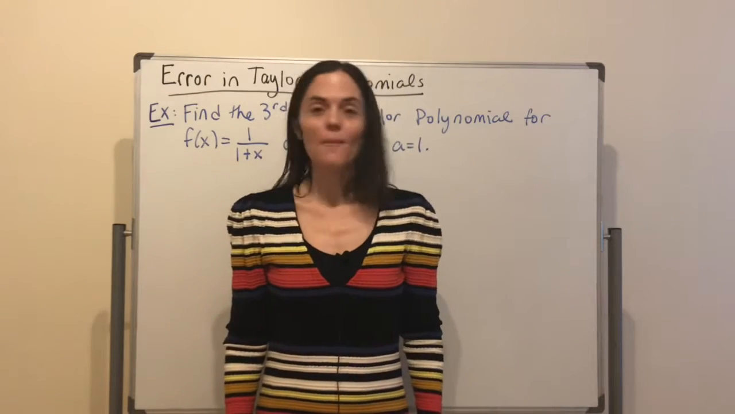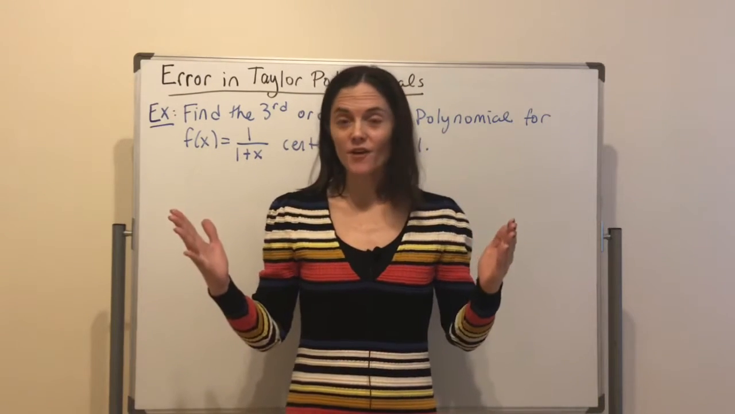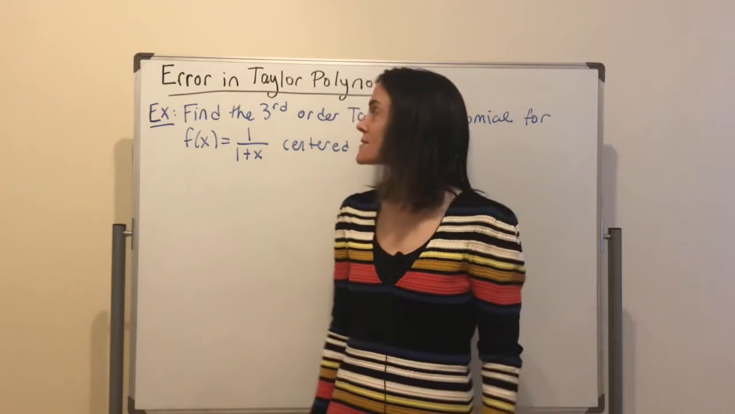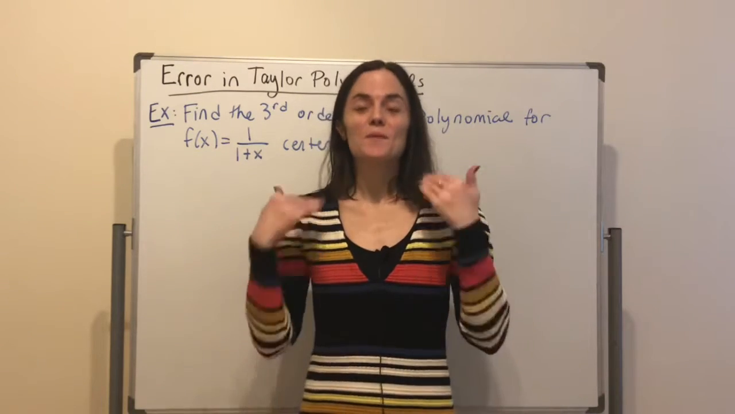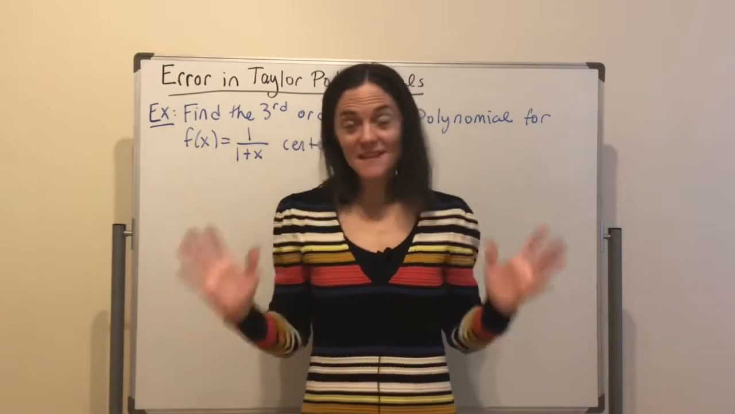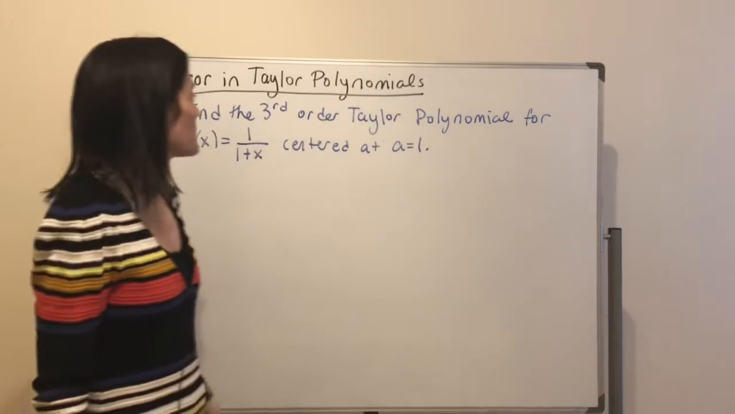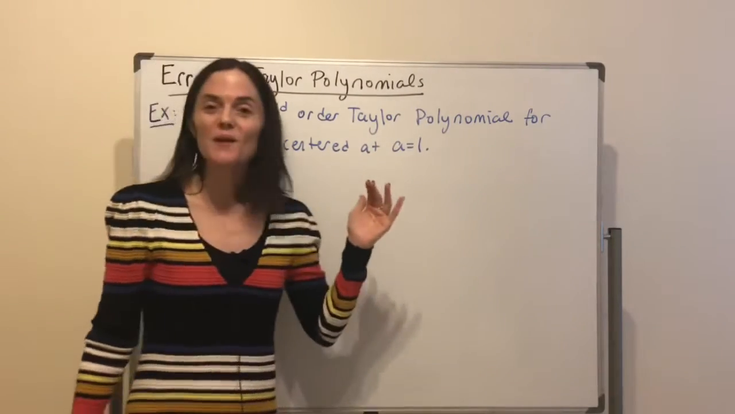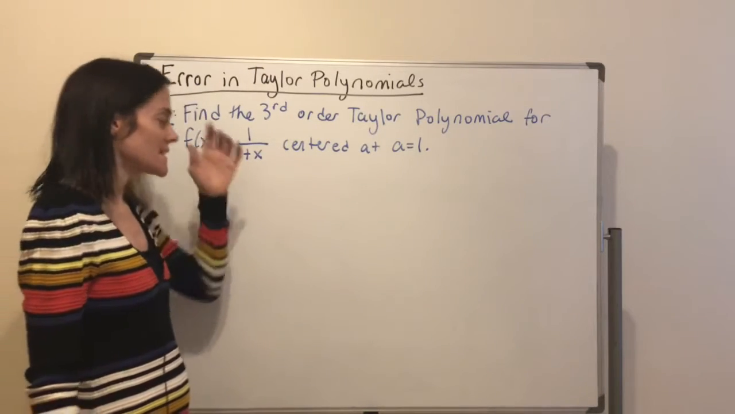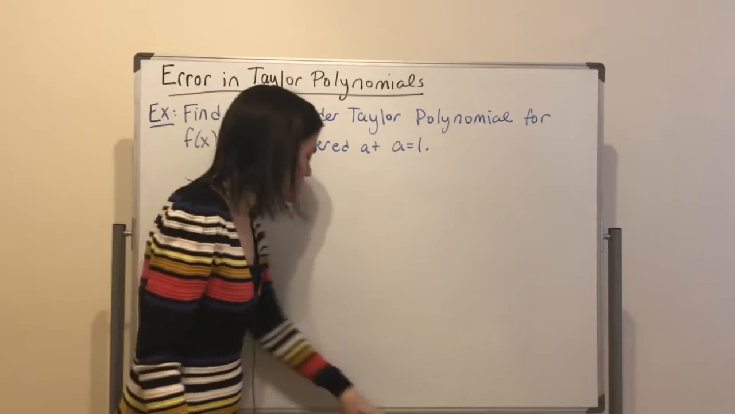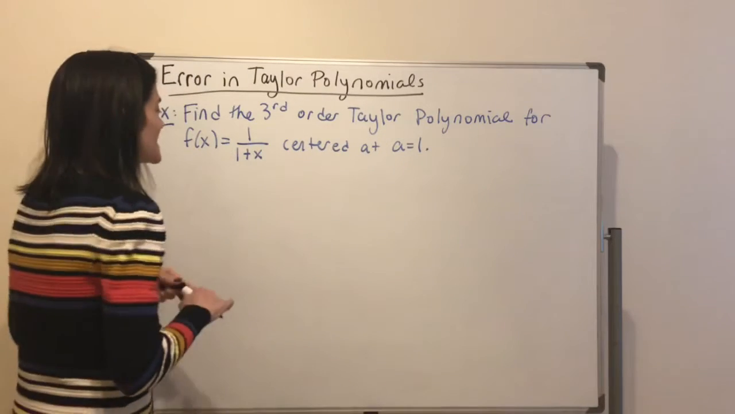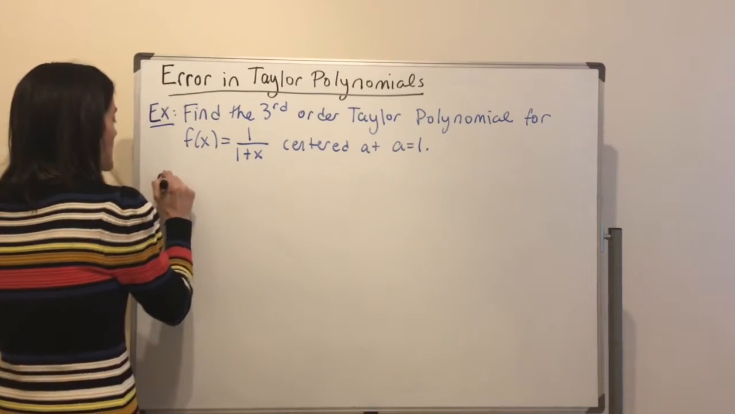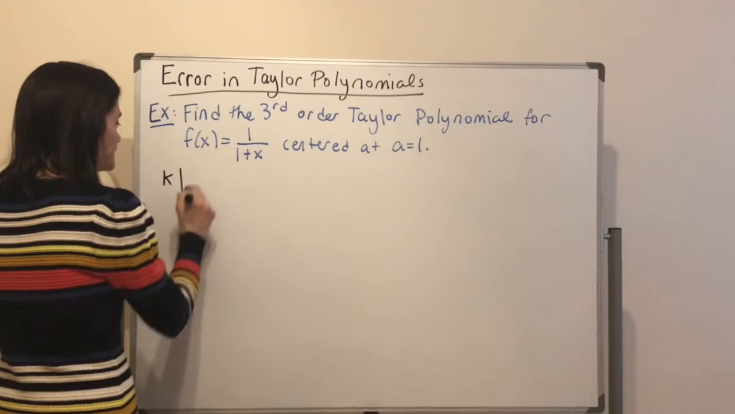This is a big topic today, which is error in Taylor polynomials. But before we get to that, I figured we would begin with another example. We are going to compute the third order Taylor polynomial for this function centered at a equals 1. This is a nice review of what we did last time. So we make a chart.